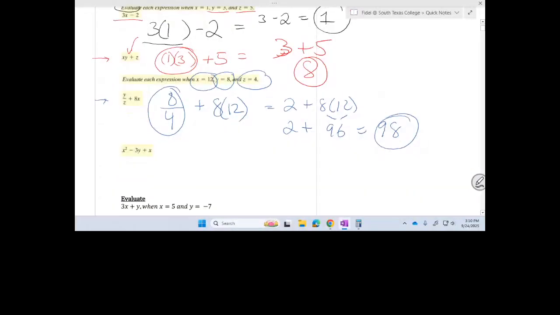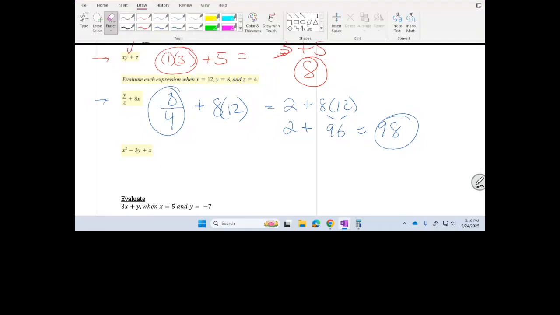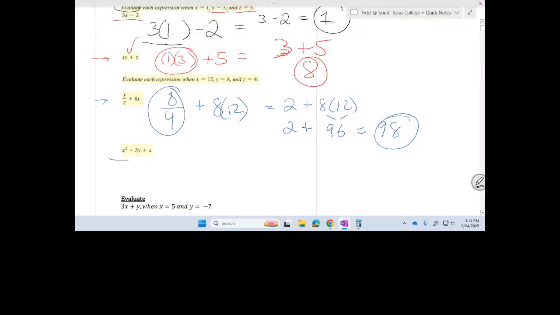Let's look at the next one here. It says x squared minus 3y plus x. In this problem, we only have x's and y's, so I'm just going to use the x and the y. Where the x used to be, I'm going to put the number 12. I'm going to write it in parentheses with a square because there's a square there. Minus 3. Where the y was, we're going to put the number 8. Plus the number x again, which is just the number 12.